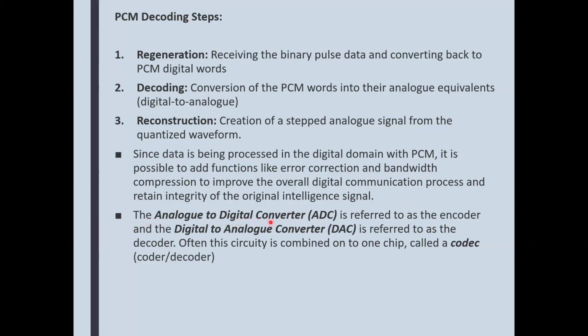The analog to digital conversion, ADC, is referred to as the encoder, and the digital to analog conversion, DAC, is referred to as the decoder. Often this circuitry, the ADC or the encoder and the decoder, are combined onto one chip, and that's called a codec, coding, decoding.